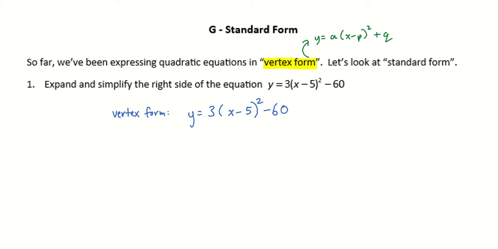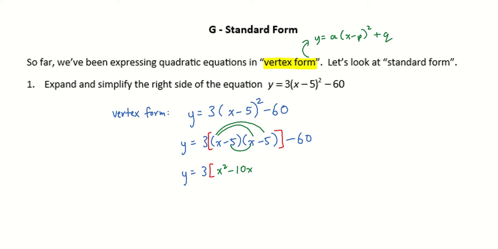So what we're going to do to get standard form is just simplify this thing. In other words, we are going to take the (x minus 5), which is being squared, and we're going to FOIL that out. Okay, x times x is x squared, minus 5x twice gives us negative 10x, and negative 5 times negative 5 is positive 25. So when we FOIL that all out, we get the trinomial x squared minus 10x plus 25, minus 60.